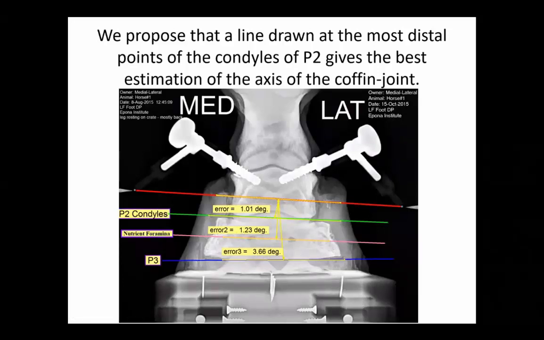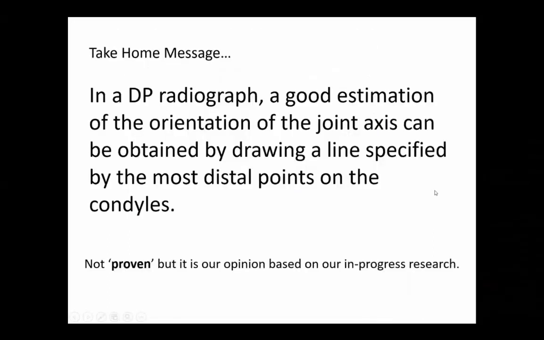They're pretty good, but usually using the bottom of the condyles of P2 beat it slightly in terms of being closest to the axis of rotation. So take-home message: in a DP radiograph, a good estimation of the orientation of the joint axis can be obtained by drawing a line specified by the most distal points on the condyles. Not proven, our opinion at this point.